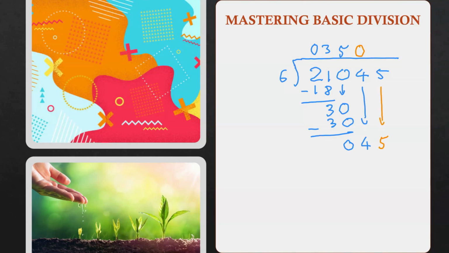Now 6 go into 45, you have 7. So 7 times 6 is 42. So you subtract, you get a 3. Now there you have the remainder 3. You see, the mistakes is when the student forget to put the 0 up the top.